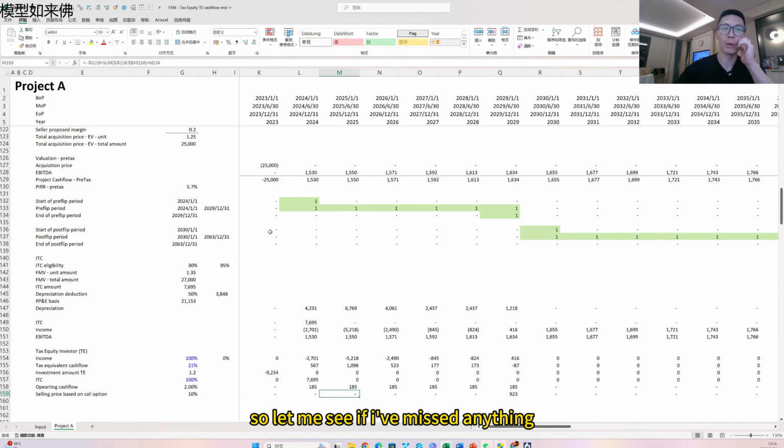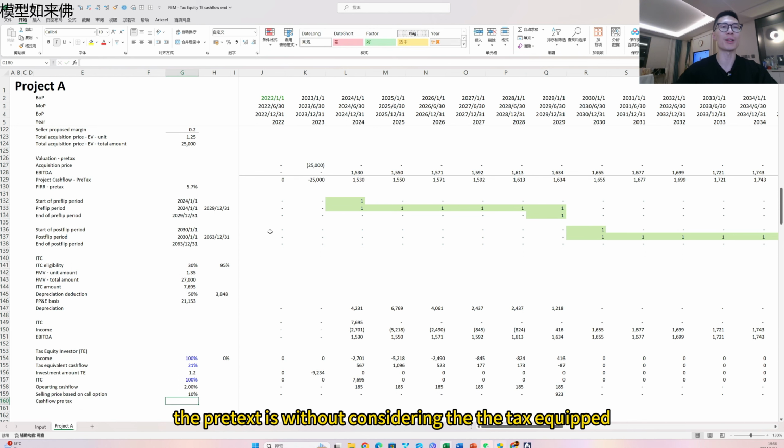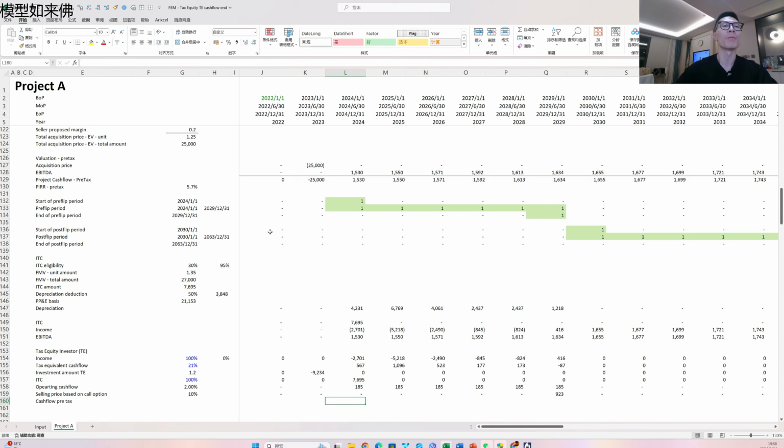So let me see if I've missed anything. So a pre-tax cash flow. When we talk about pre-tax, it is without considering the tax equivalent cash flow, but we do consider the ITC, and we also don't consider the CIT being applied in the TE balance sheet or P&L. So let's see. Sorry, this should be your. So that should be like that, right?